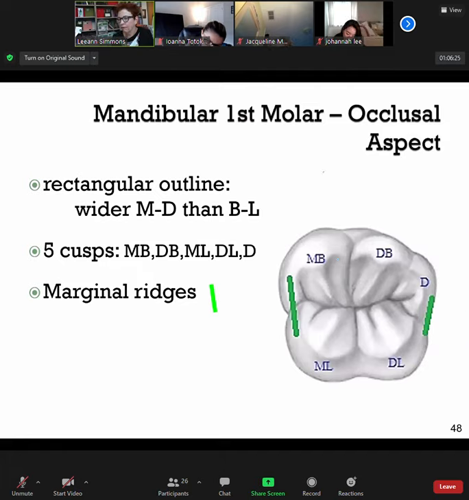Okay, here are the 5 cusps, again, labeled on an occlusal image of the crown: mesiobuccal, distobuccal, distal, distolingual, and mesiolingual. And then the marginal ridges are shown here in green. You see the one on the mesial here is longer than the distal, which has been typical of all of the teeth.